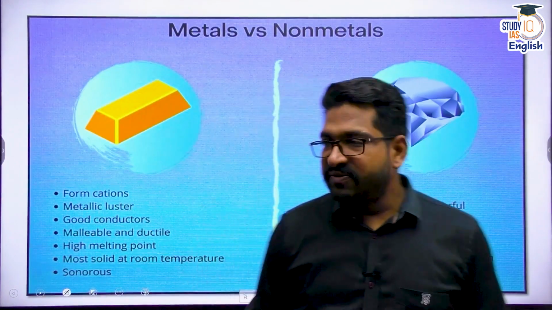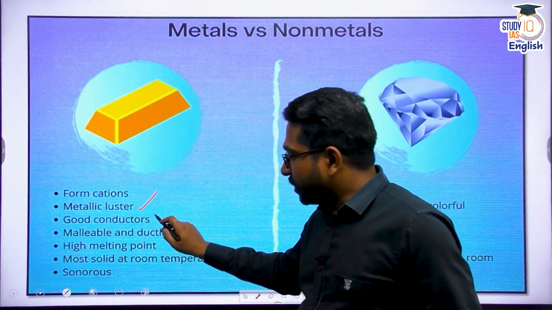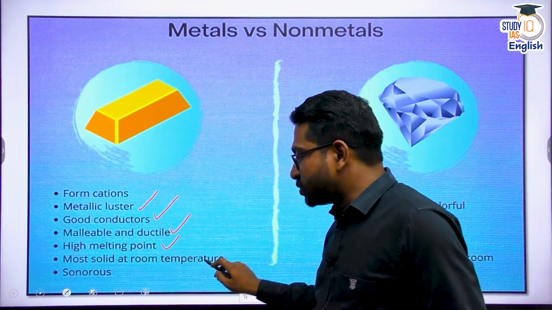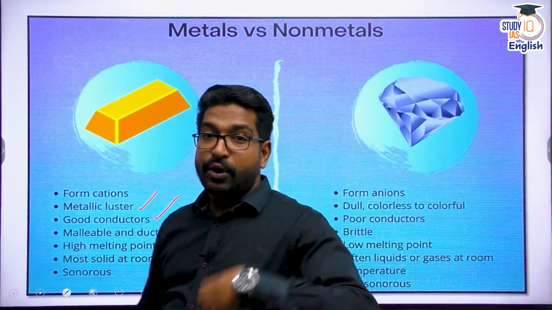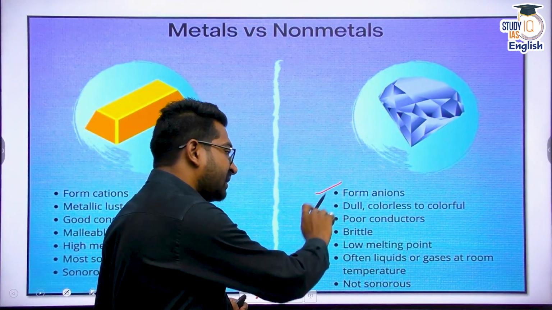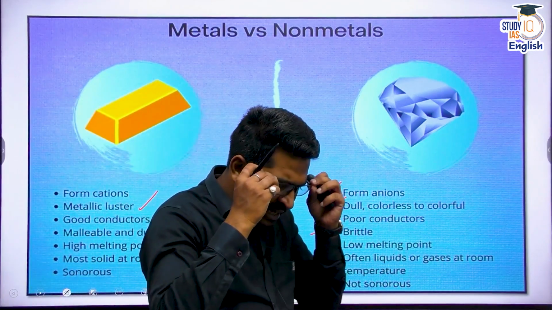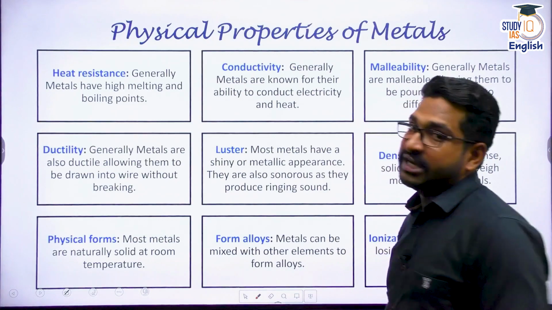So in general, when we talk about metals, they are lustrous, they are good conductors, they are malleable, they are ductile, they have high melting point, they are solids at room temperature, they are sonorous. These are characteristics. And if they are not this, then they are non-metals. They form anions, they are dull, they are poor conductors, they are brittle, they have low melting point. These are some of the characteristics. Let's delve a little deeper into the physical characteristics of each.